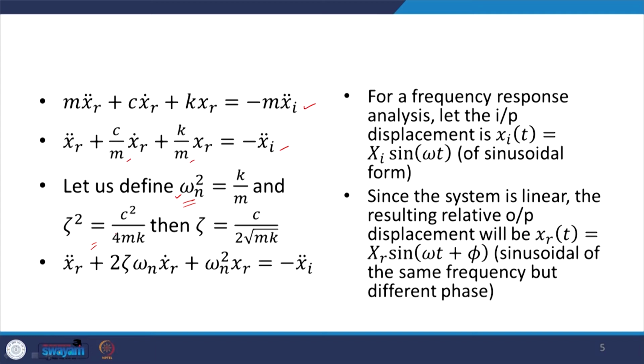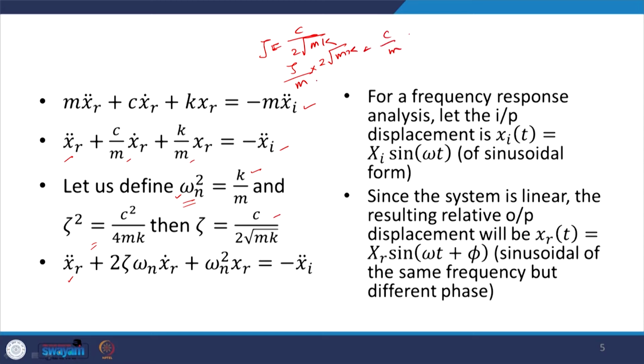Okay. So, from here zeta is actually c by 2 under root m k. And now, let us substitute these values in this equation. So, what we get here is xr double dot plus c by m basically. So, you see my zeta is c by 2 under root m k. So, what is my c by m? So, zeta by m, I am dividing both sides by m, and I am taking this to that side. So, this is 2 under root m k. So, this is my c by m.